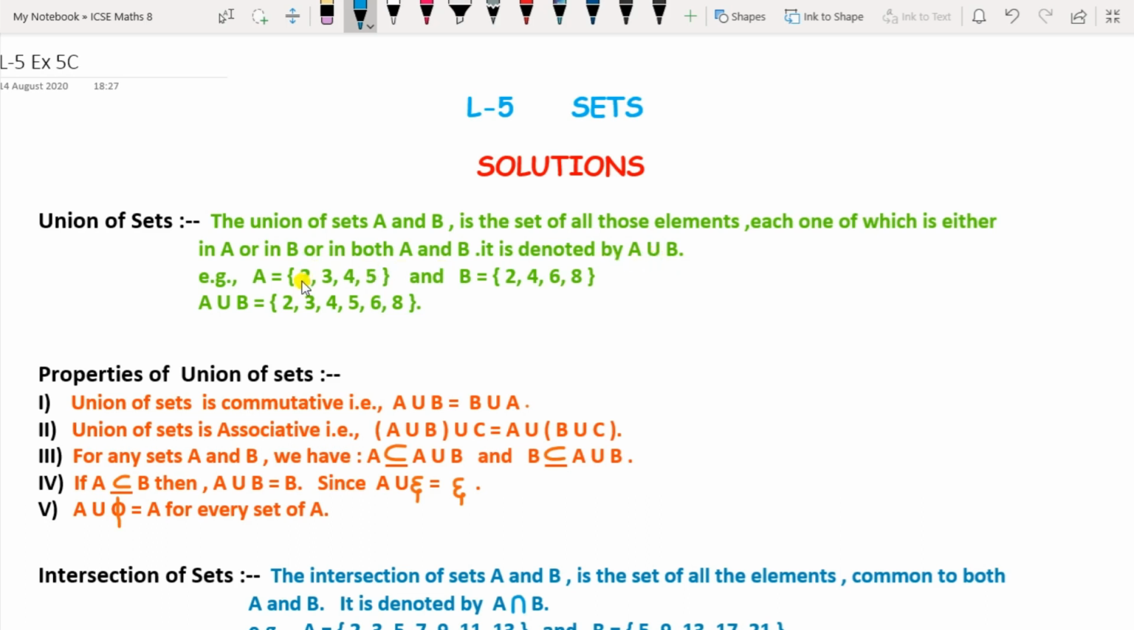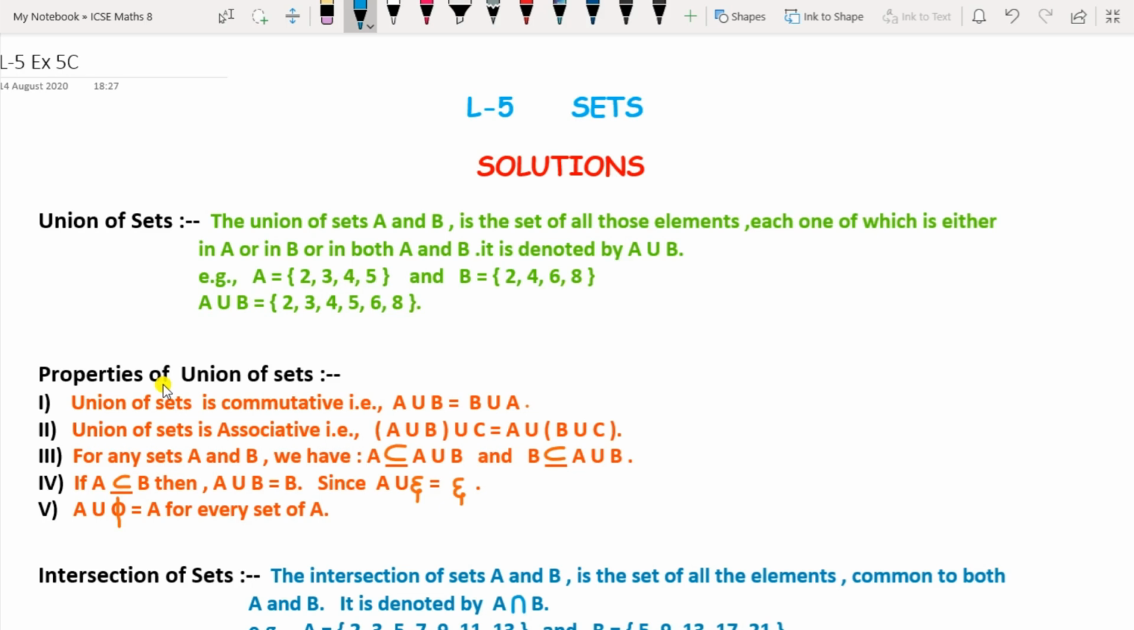For example, A is 2, 3, 4, 5 and B is 2, 4, 6, 8. So you have to write all the elements of A and B together in ascending order. That set is called A union B. If the elements are repeating, you don't have to write them twice. You have to write them only a single time. So that is 2, 3, and that too in ascending order. So 2, 3, 4, 5, 6 and 8. So that is A union B.